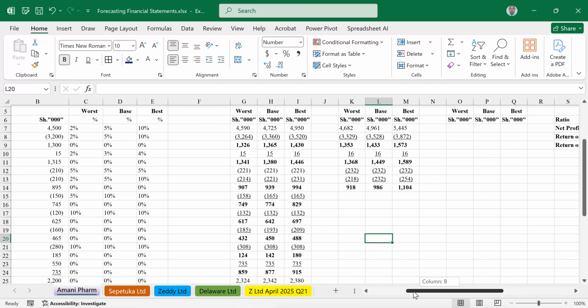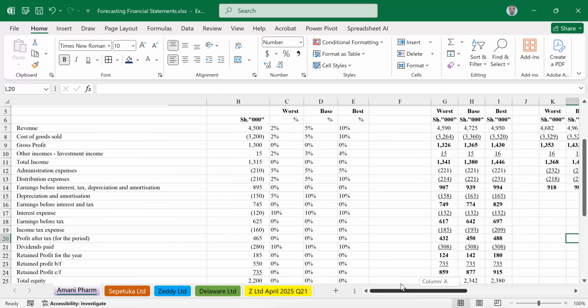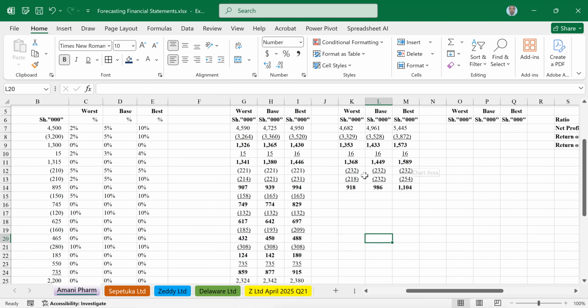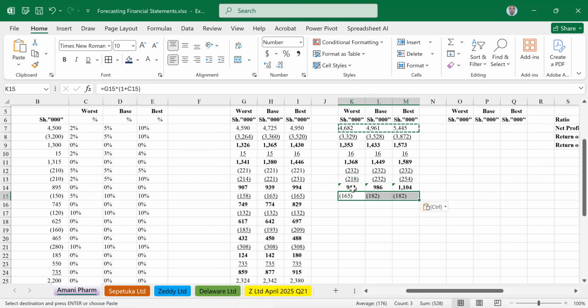Now what follows is depreciation and amortization, and we can use the same formula as what is up here and just copy and paste here.